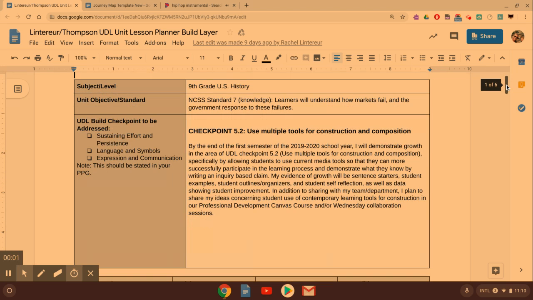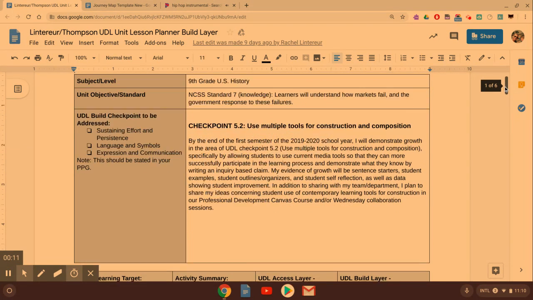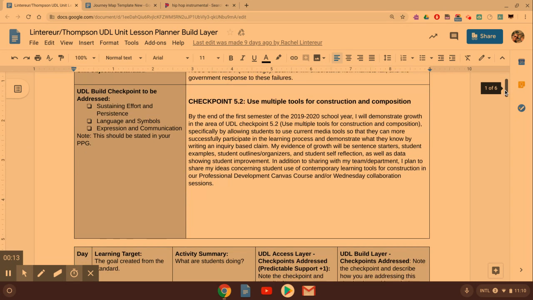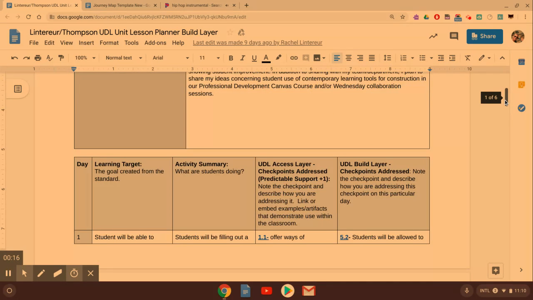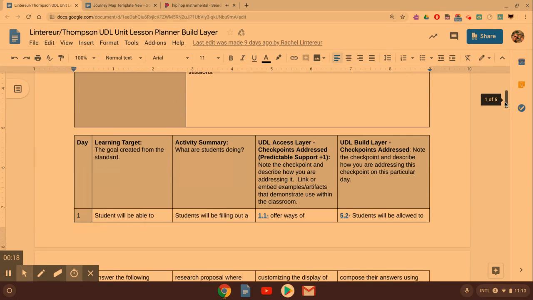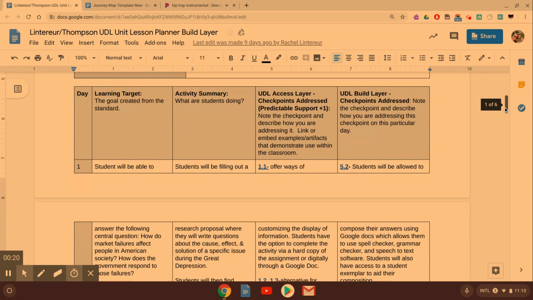Hello everyone, we've got a short screencast here to show you how to take your build layer unit planner and turn that into a journey map that you can use with your students. What I've got here is a document that shows the unit planner that I've been working on along with a colleague, and what we're going to do is look underneath the goal at the different days that we have planned.